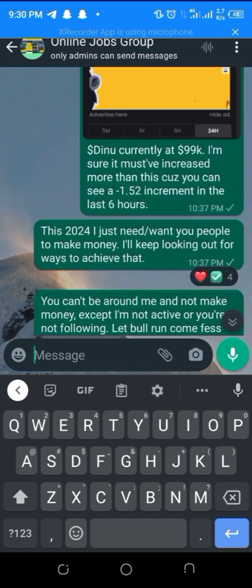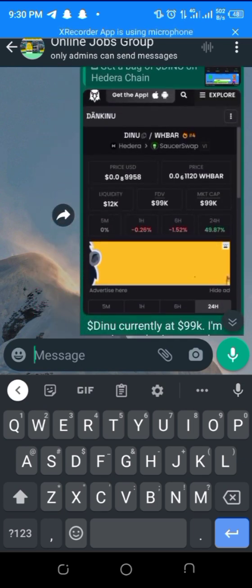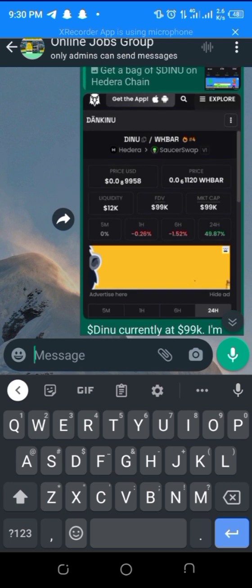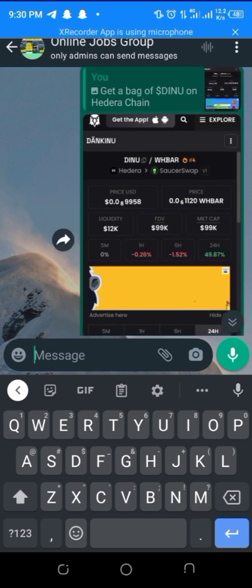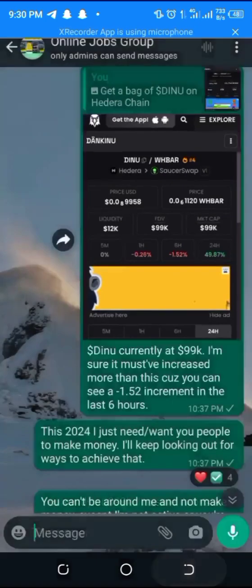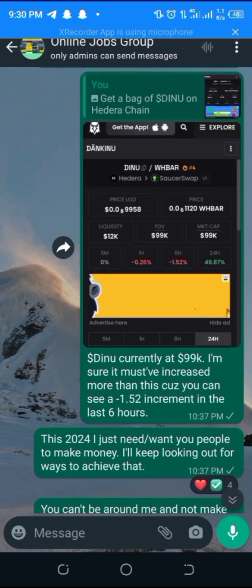Now, okay, Dino. I drop this coin. I drop the screenshot. I only drop the name. I did not drop the contract address. Now, this is another scenario. If I drop the name and the screenshot, check. You can see Dino on the screenshot I dropped here. You can see Dino slash WHBAR. HBAR means the Hedera blockchain. So it is another blockchain on its own, just like Ethereum, like the BSC chain, where BSC means Binance Smart Chain, just like the Solana chain, like the Polygon chain, right? So Hedera is also a chain on its own.